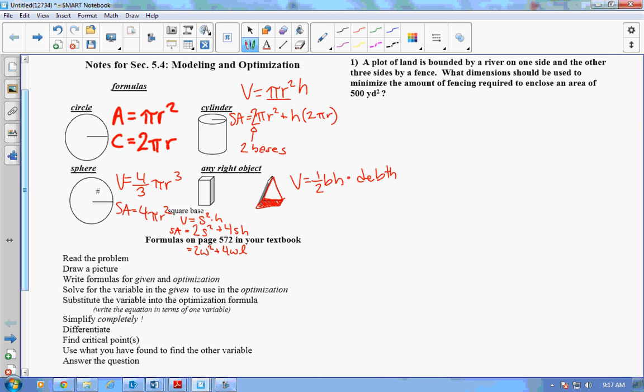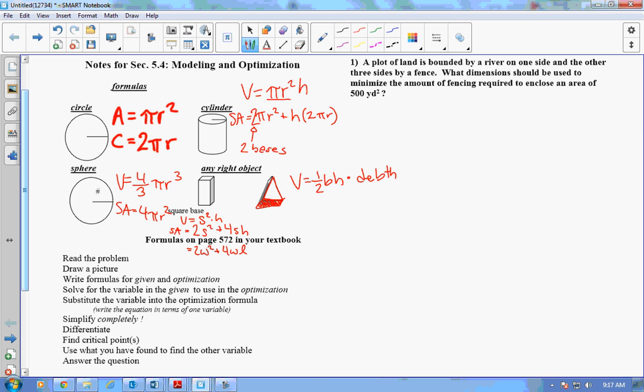Because it could be a square base, a triangular base, or a rectangular base. Okay. Area. So for the square one, for example, it'd be times S squared. Times what? S squared, for the square base?